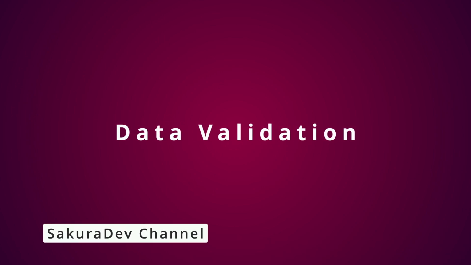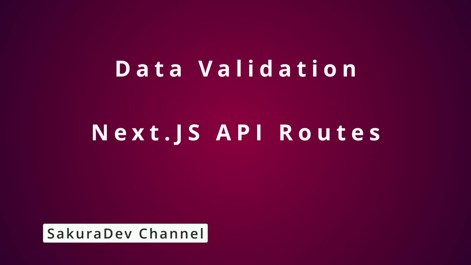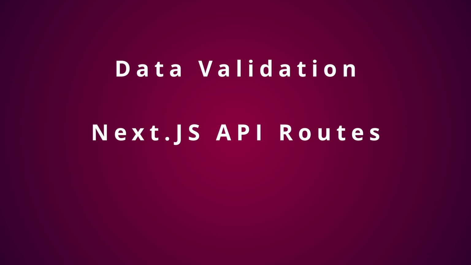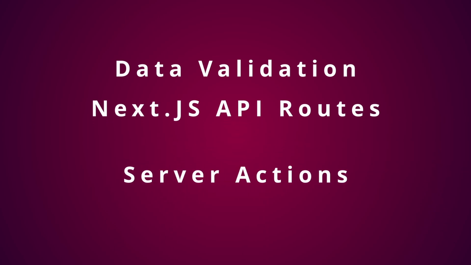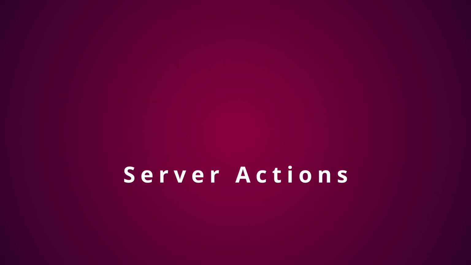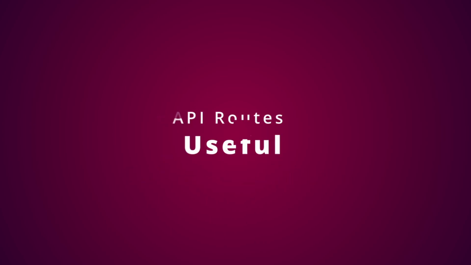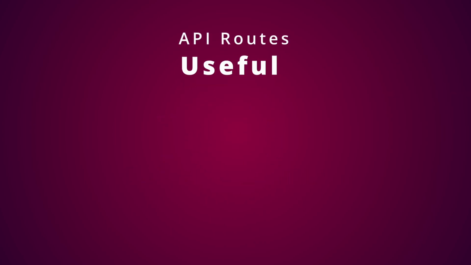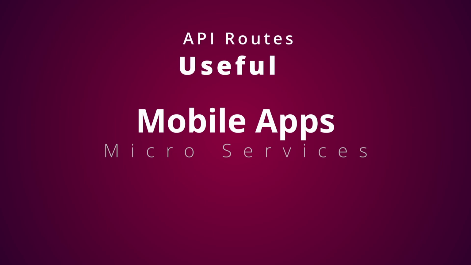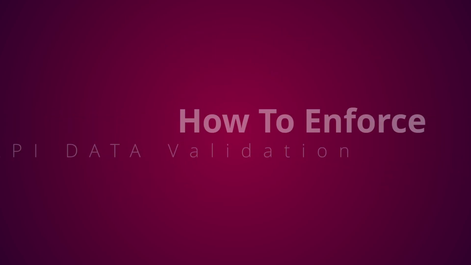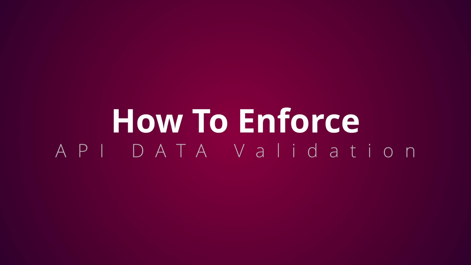In this video, we're going to put data validation on our Next.js API route handlers. You might think that with the server actions, we don't need the API endpoints in Next.js anymore. But if you're going to feed some third-party apps like a mobile app or other microservices, you still need your API handlers. So now let's see how we can put data validation on our route handlers in Next.js app routing.